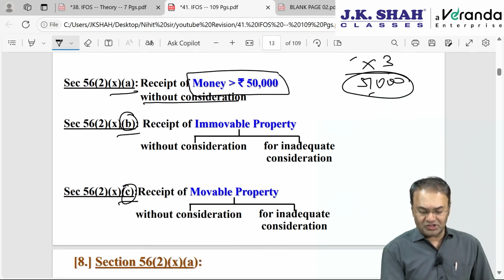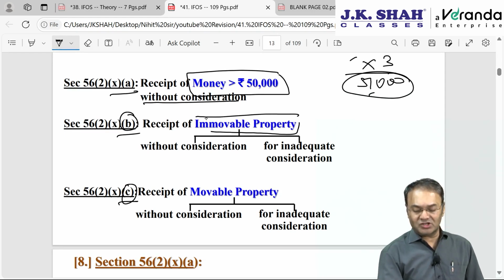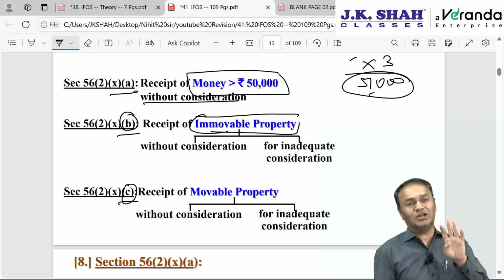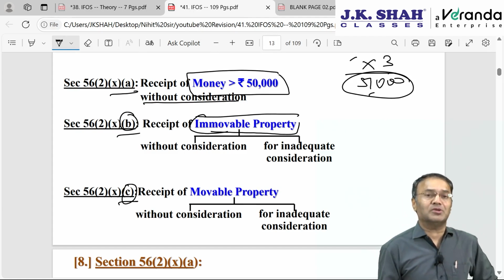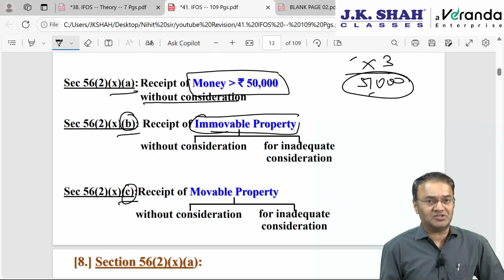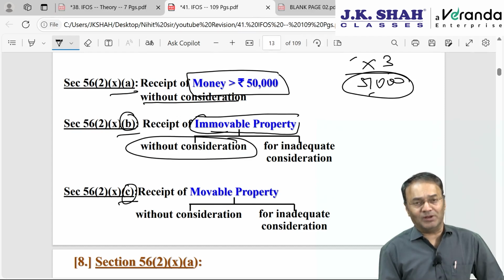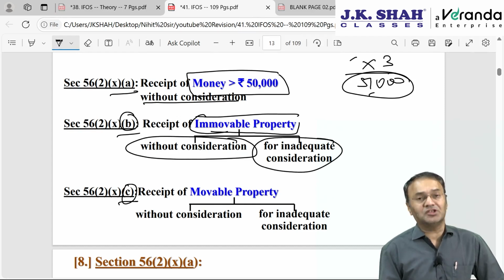Clause B and clause C talk about the taxability of immovable property, whether it is residential or commercial, only land, only building, or land plus building. Any kind of immovable property. Two possibilities: immovable property is either received free of cost, that is without consideration, then the entire value will be taxable. Second possibility, received at less than stamp duty value, meaning received for inadequate consideration.